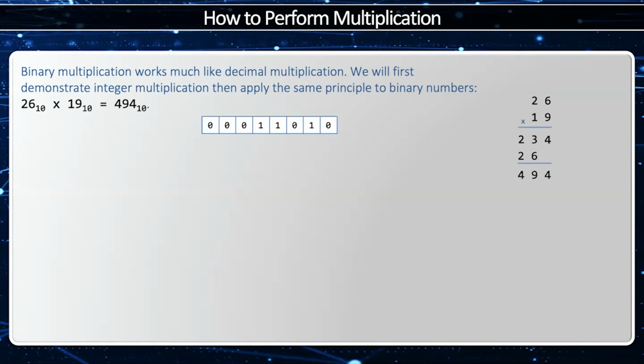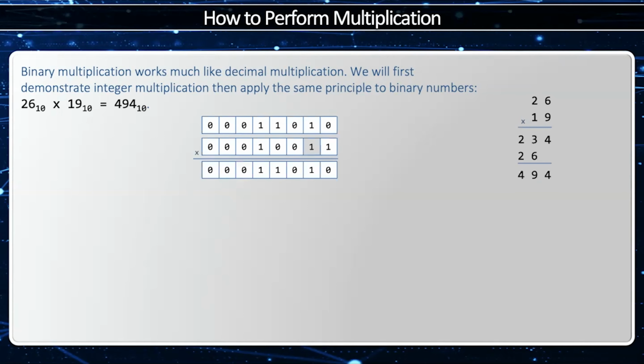All right, we're going to do the same thing with binary numbers. We're going to start with 26, which is 000111010, and then we're going to take 19, which is 000010011, and we're going to multiply them. Okay, so first we'll start with the ones place, and 1 times 000111010 is just copy it down.